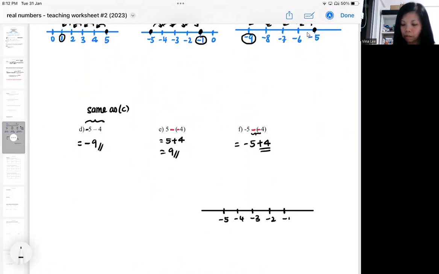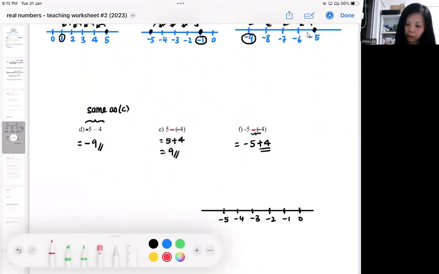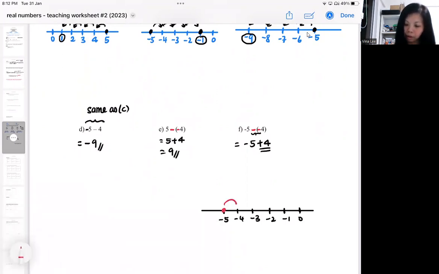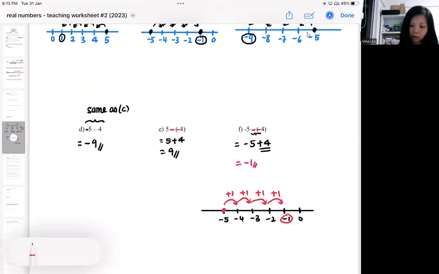So you're going to jump forward. So you start from -5. You jump forward. You jump forward 4 units. So you will get to a -1. You can think it that way, or you can reshuffle.